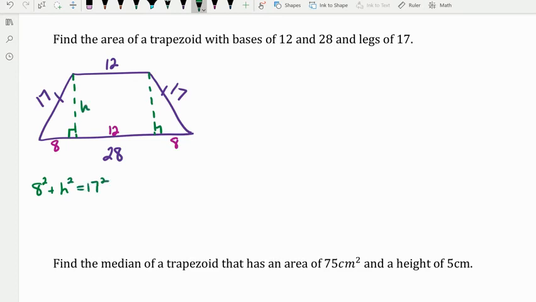This is our height, right? So 64 plus the height squared equals 289. So your height squared equals 289 minus 64, which is 225. So our height is 15.